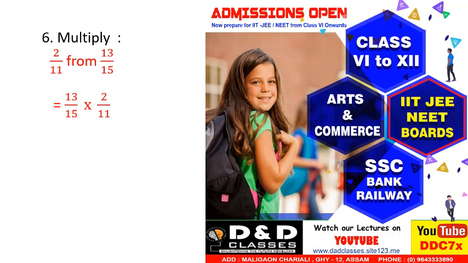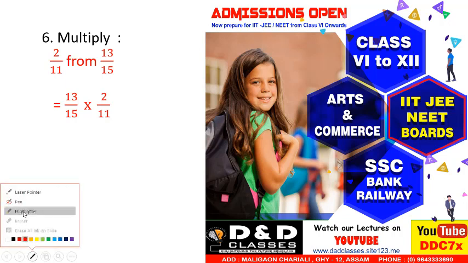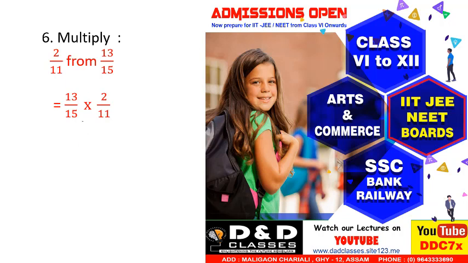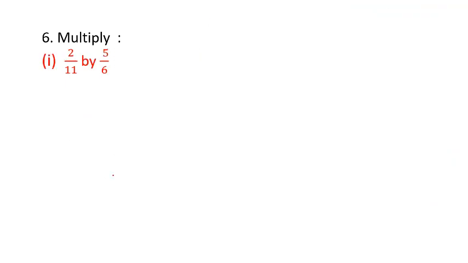13 by 15 into 2 by 11. 13 into 2 and 15 into 11. 13 twos are 26, 15 elevens are 165. Since you have no common factor, you have to directly multiply. Okay. Next sum, let us solve.